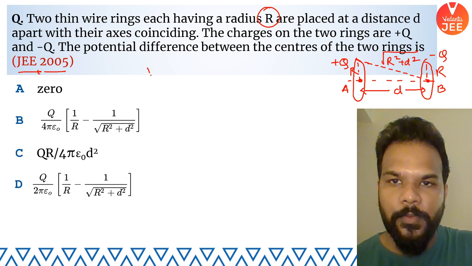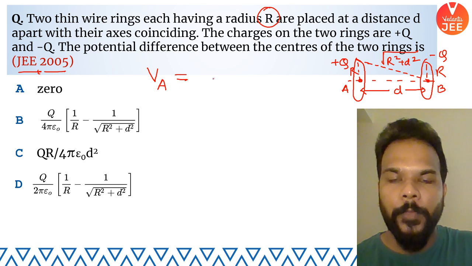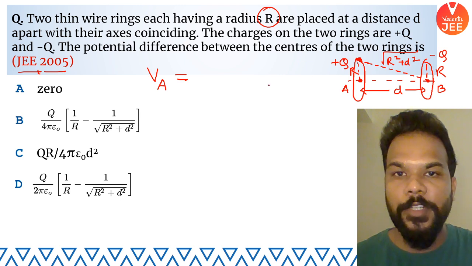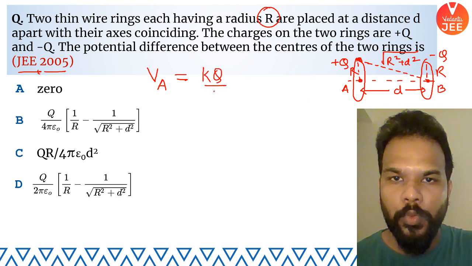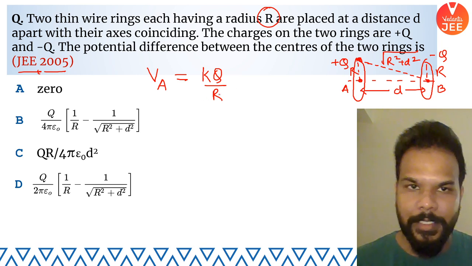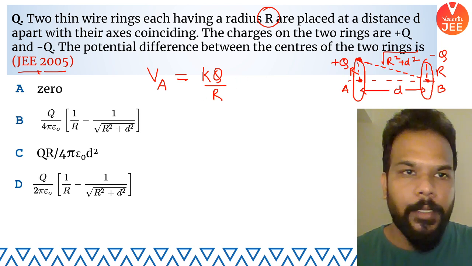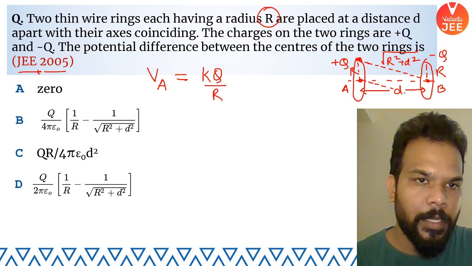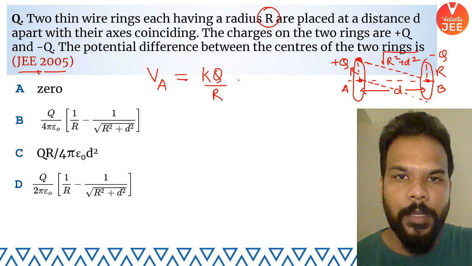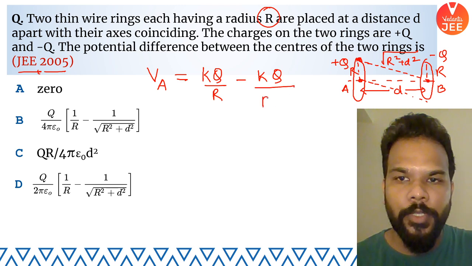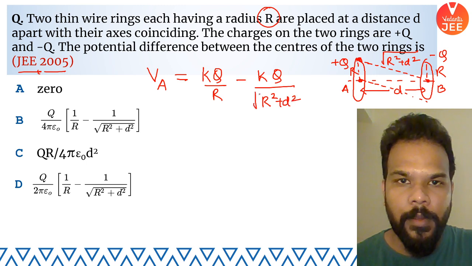Okay guys, so let's try to write down the value of VA. VA is the potential at the first ring's center. Because of its own charge, the potential is KQ by R, because all the charges on the periphery of the ring are at the same distance R. And this other ring has negative charge. All the particles of this ring are at a distance under root of R square plus D square. So minus KQ. Why minus? Because it is negative charge. That's why negative potential, divided by the separation, that is under root of R square plus D square.